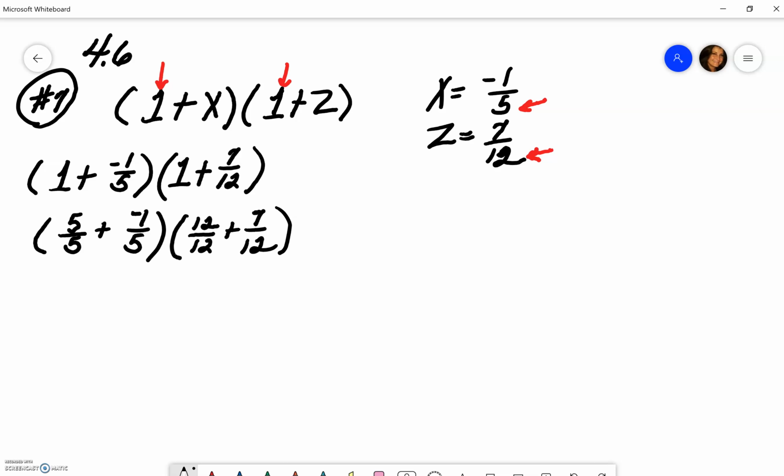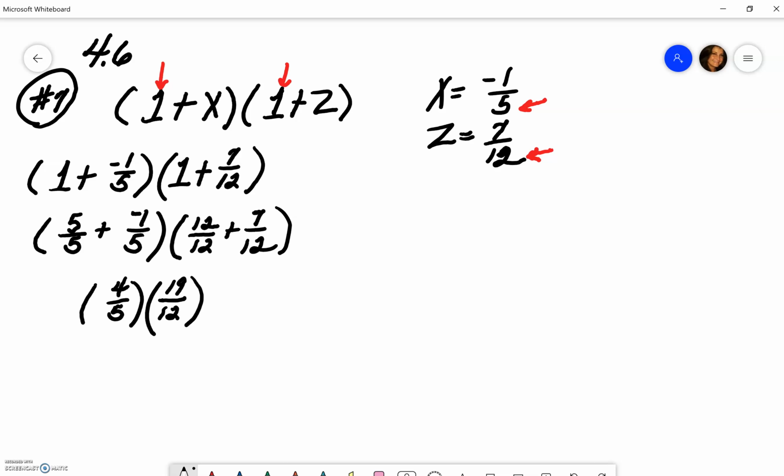Now when I handle the operation of the first one, it's 5 plus a negative 1, which we subtract, taking the sign of the larger number. So that would leave us with 4 over 5. And then the next fraction is 12 plus 7, which would give us 19 over 12.